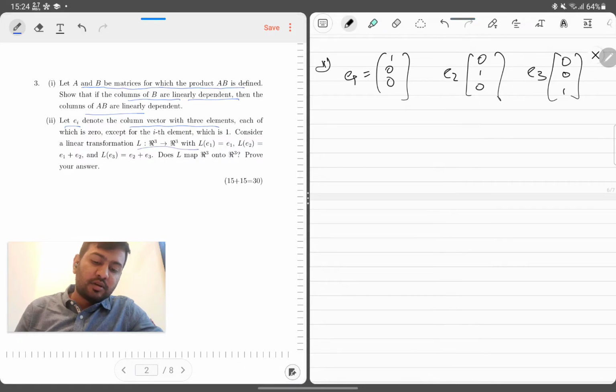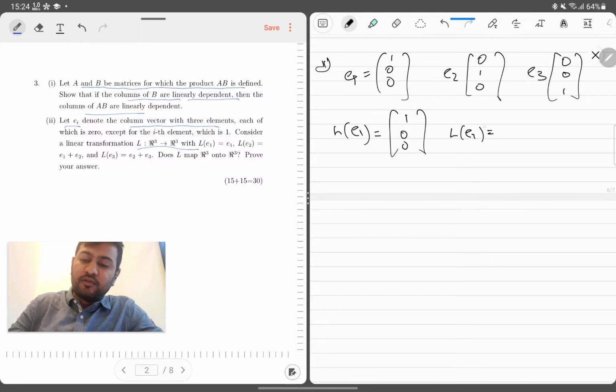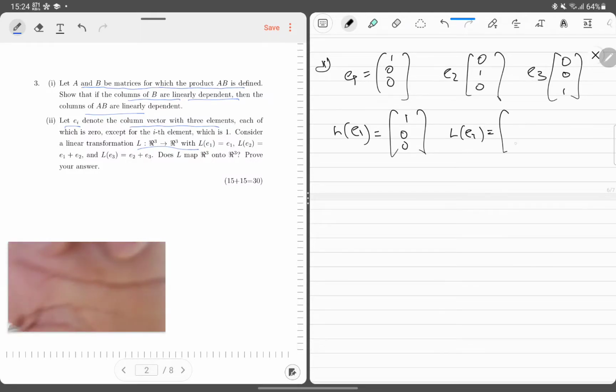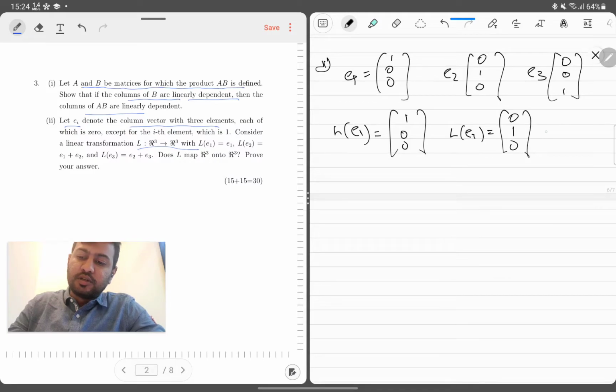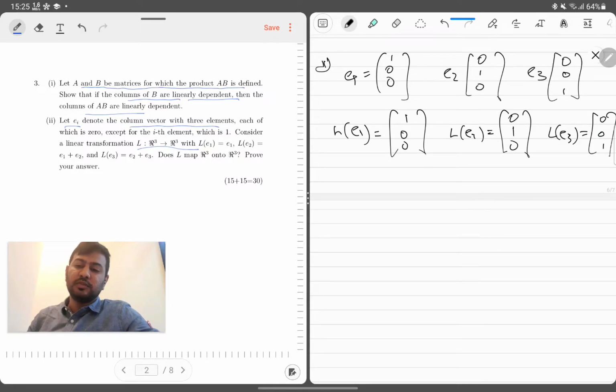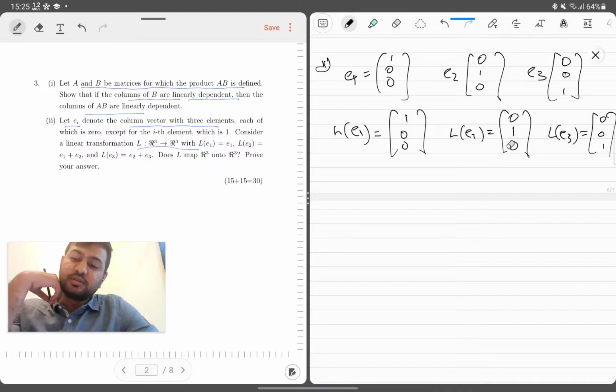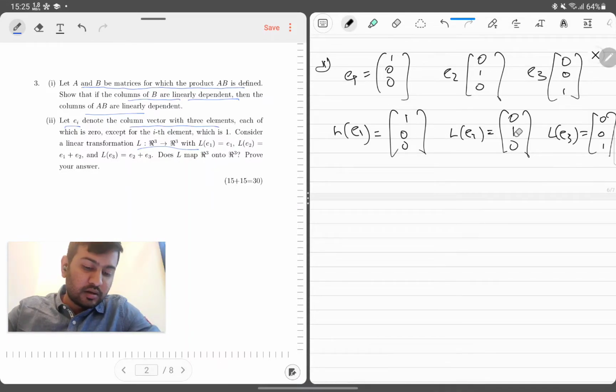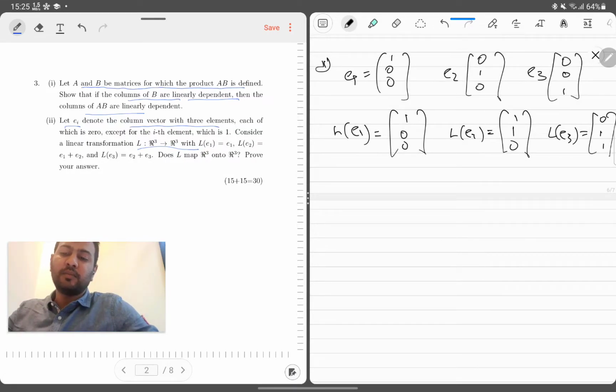Now we're given a transformation L, such that L of E1 is equal to 1 0 0, which is E1. L of E2 is 0 1 0, and L of E3 is 0 0 1. Okay, so that's how it is given to us. Oh no, sorry. L of E2 is E1 plus E2, so that is 1 1 0, and L of E3 is E2 plus E3, so this is 0 1 1.